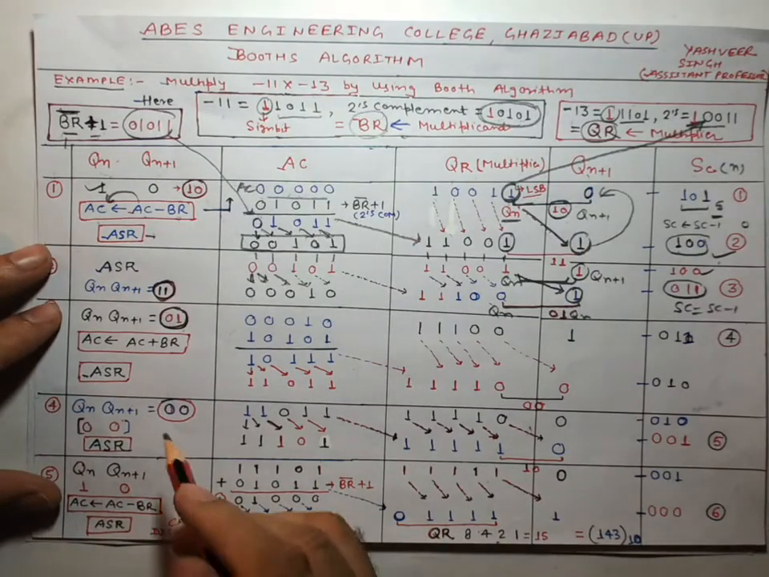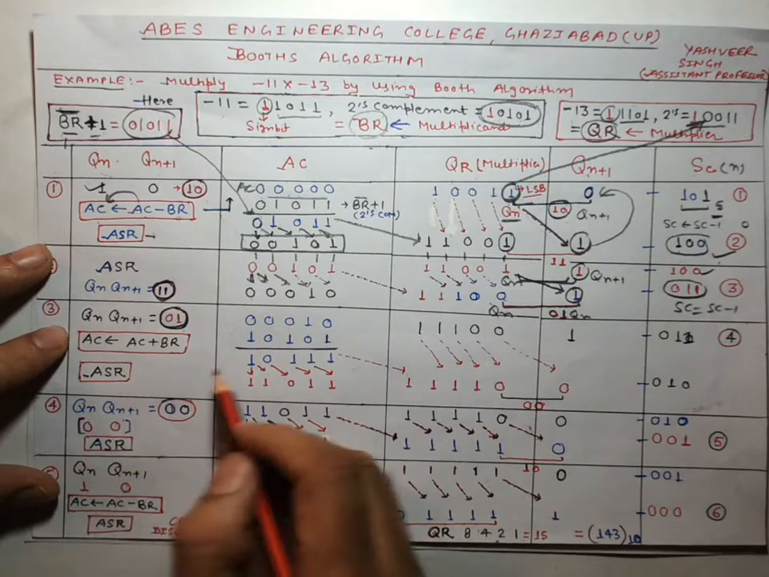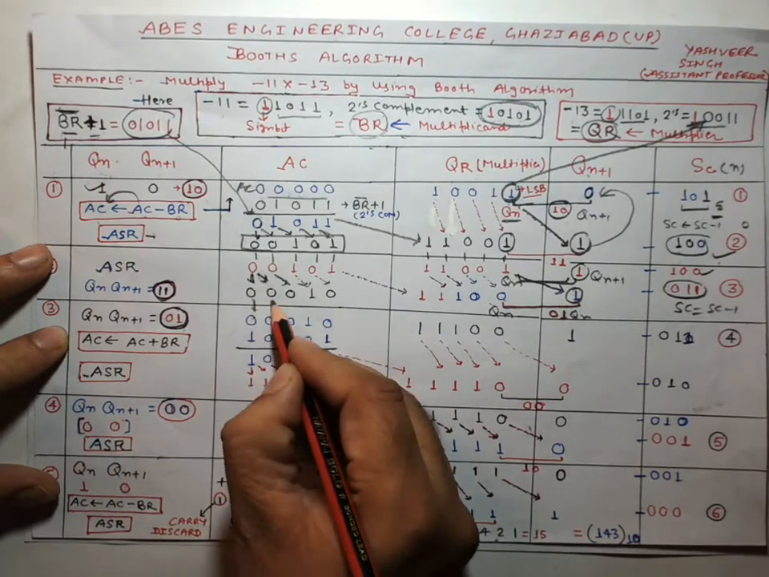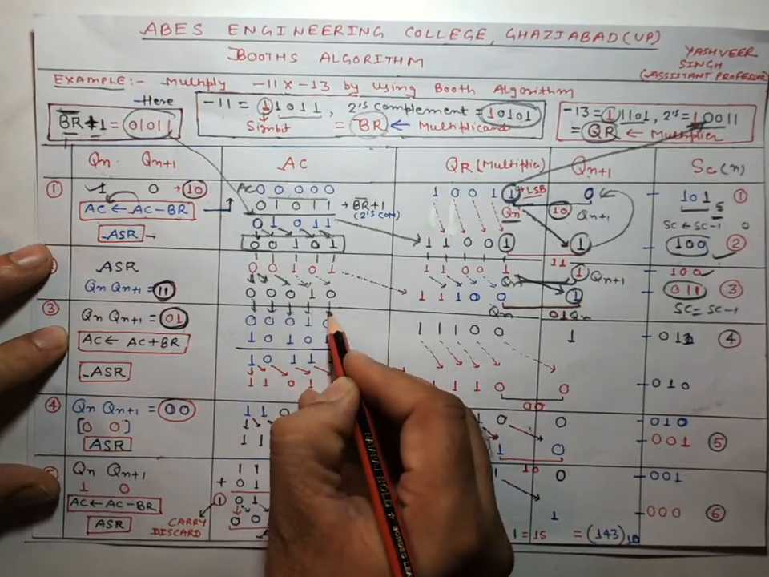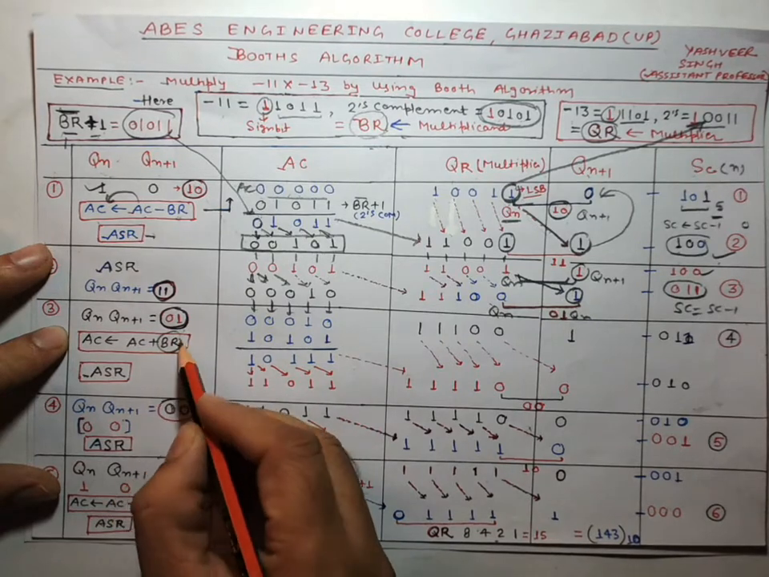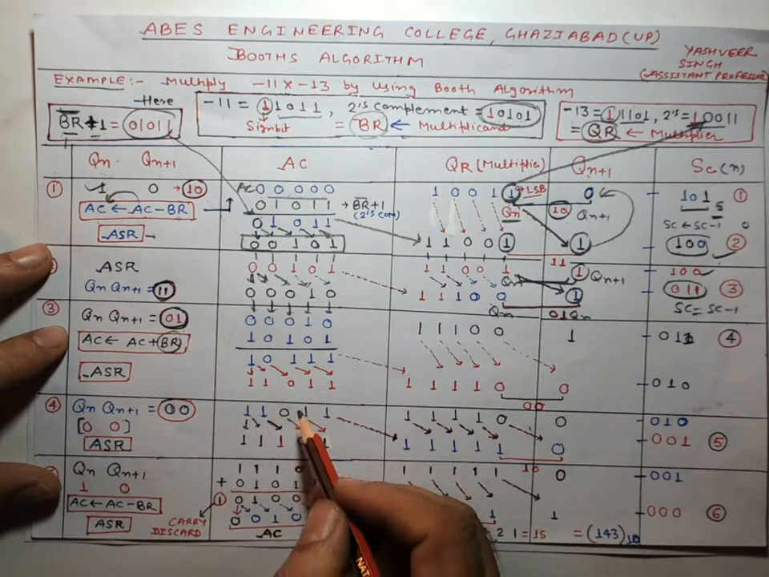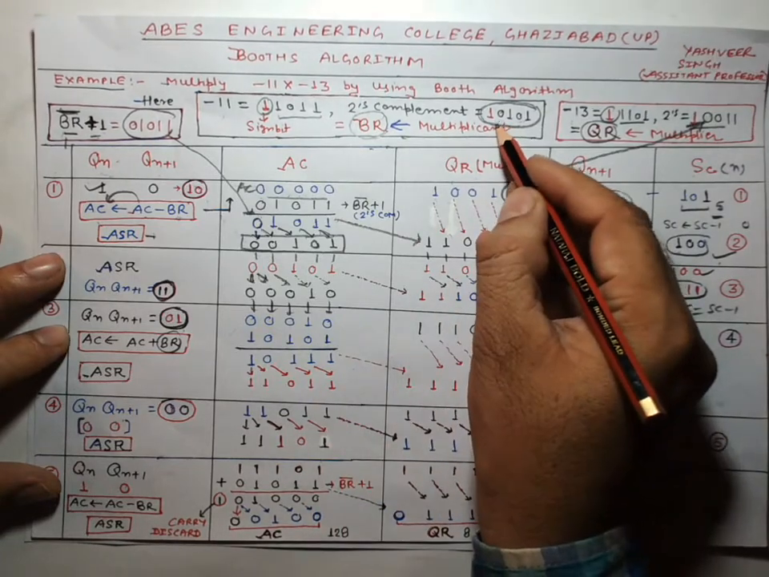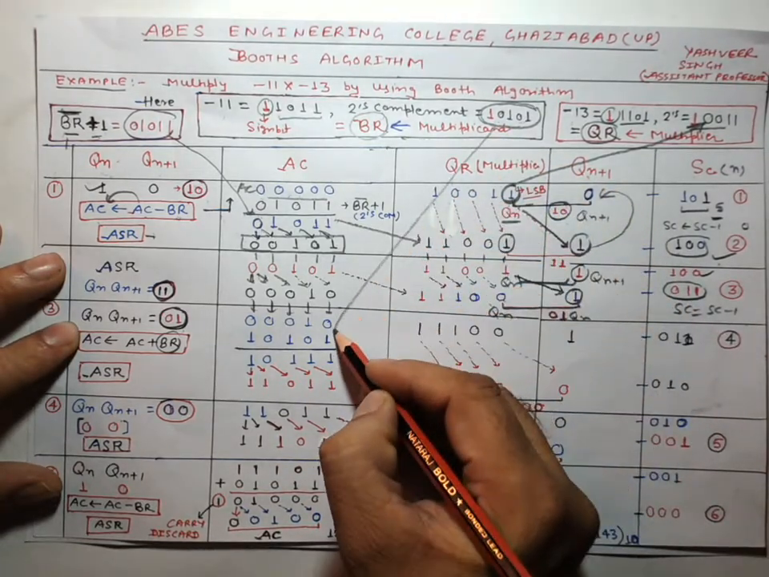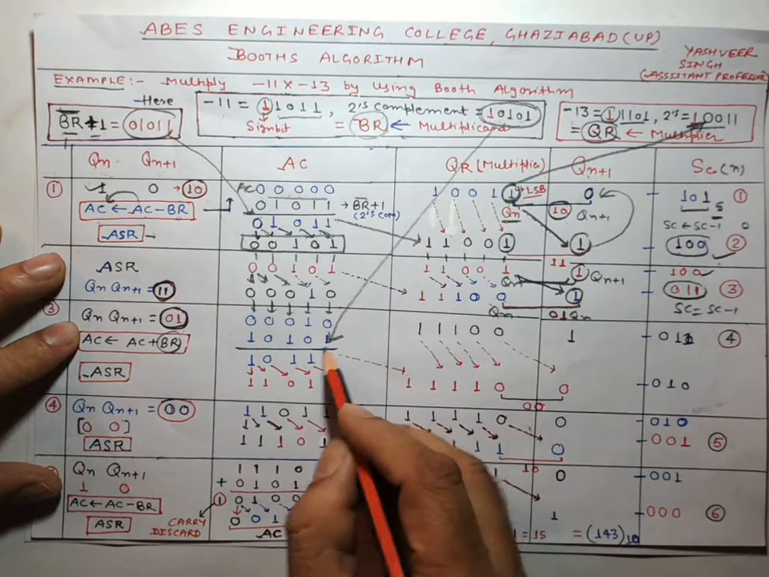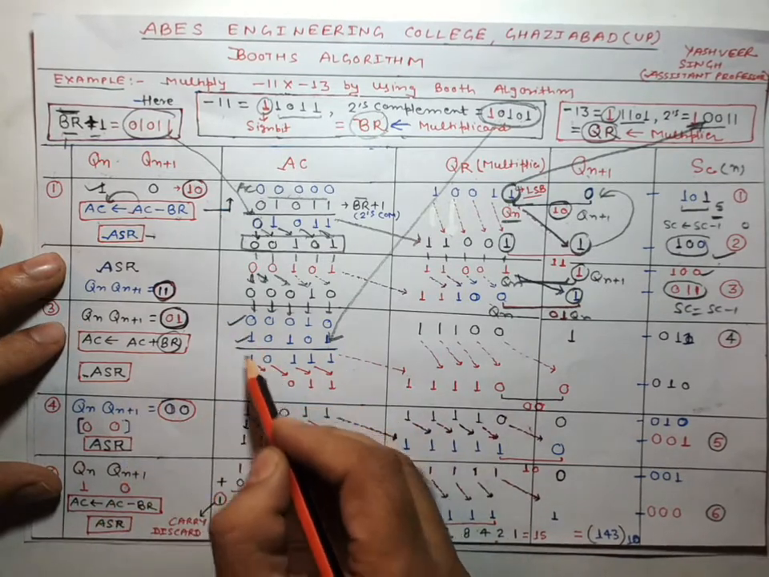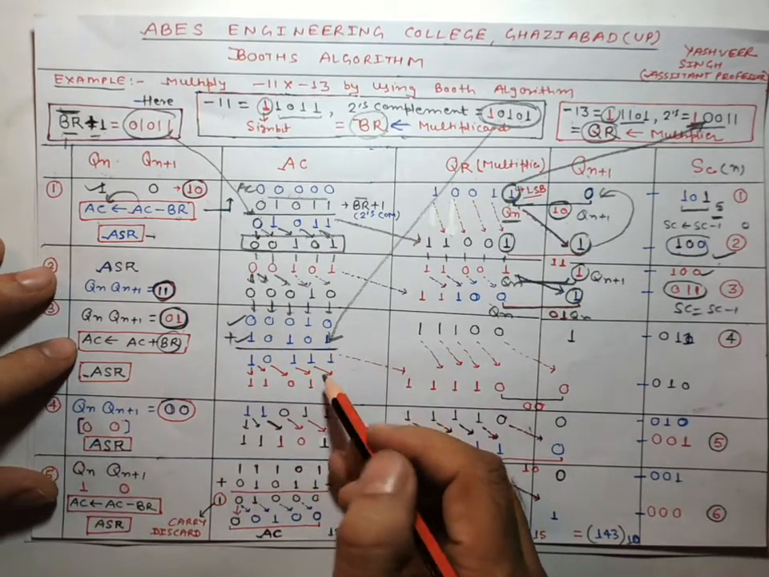This means that here this is the AC and BR. BR I have already calculated. This is the BR value. Okay, this is the BR value. AC plus BR, then we can add by binary addition.